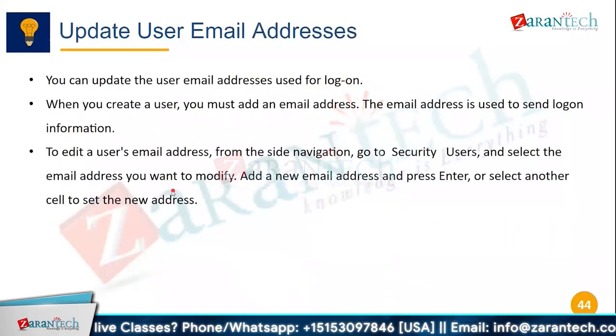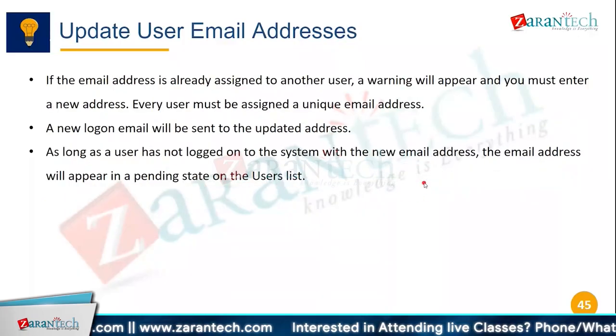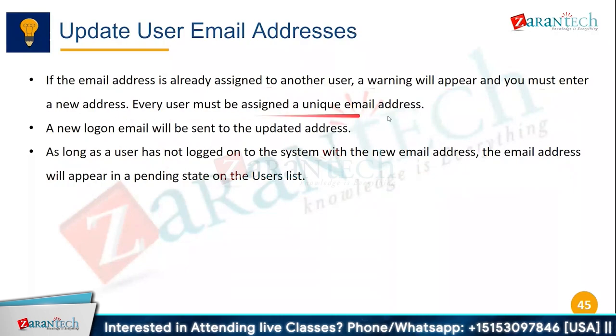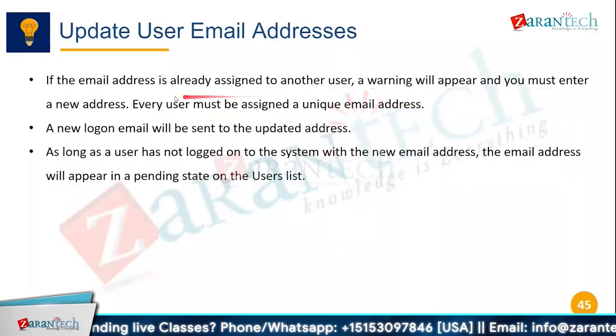Different entities can be modified, like the email address. You can update the user email address used for login. When you create a user, you must add an email address. This email address will be used to send and receive the login information. To edit a user email address, you can go to security, select the user, add a new email ID and press enter. That will update the email ID. If an email ID is already assigned to another user, a warning will appear and you must enter a new address. As I said, every user should have a unique email ID. You will not have two users with the same email ID, so it will throw a warning. You should always select a unique email ID.